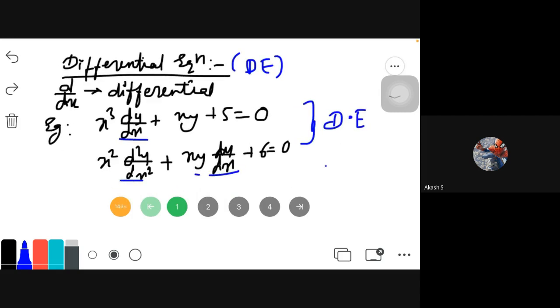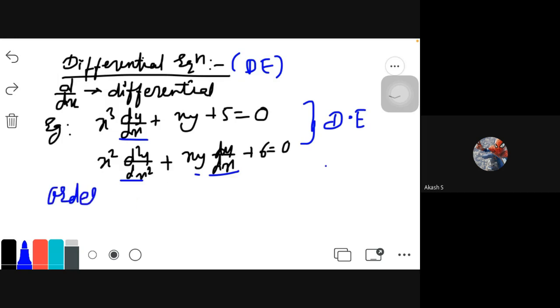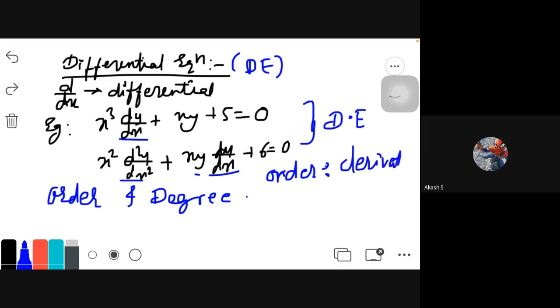So let's start with this. We'll start with the basics. A differential equation will have an order and it is going to have a degree. So what do you mean by the order of a differential equation? Order is nothing but how many times the derivative has been taken. And degree will be nothing but the power or index of the highest order derivative.